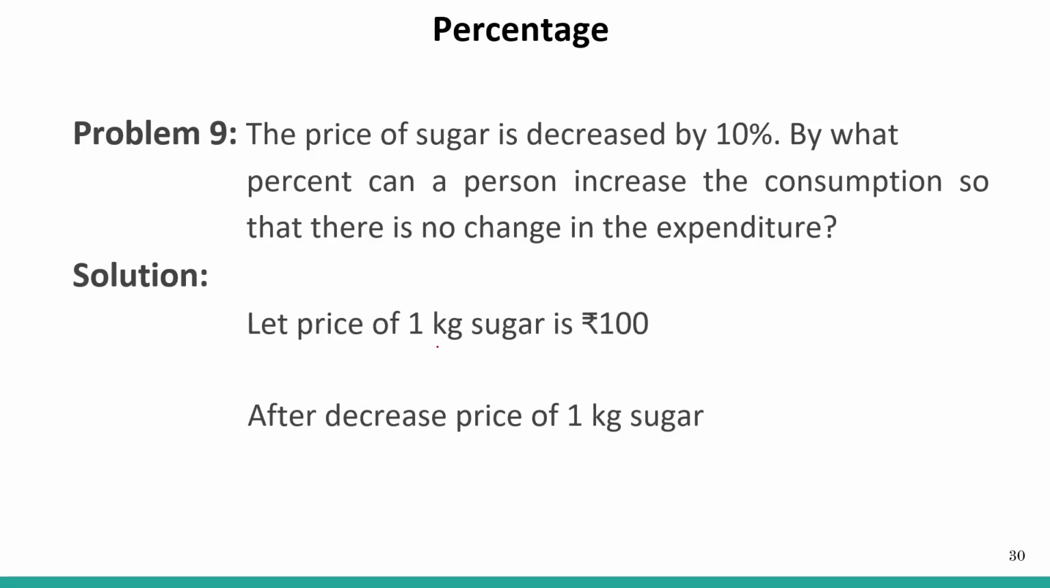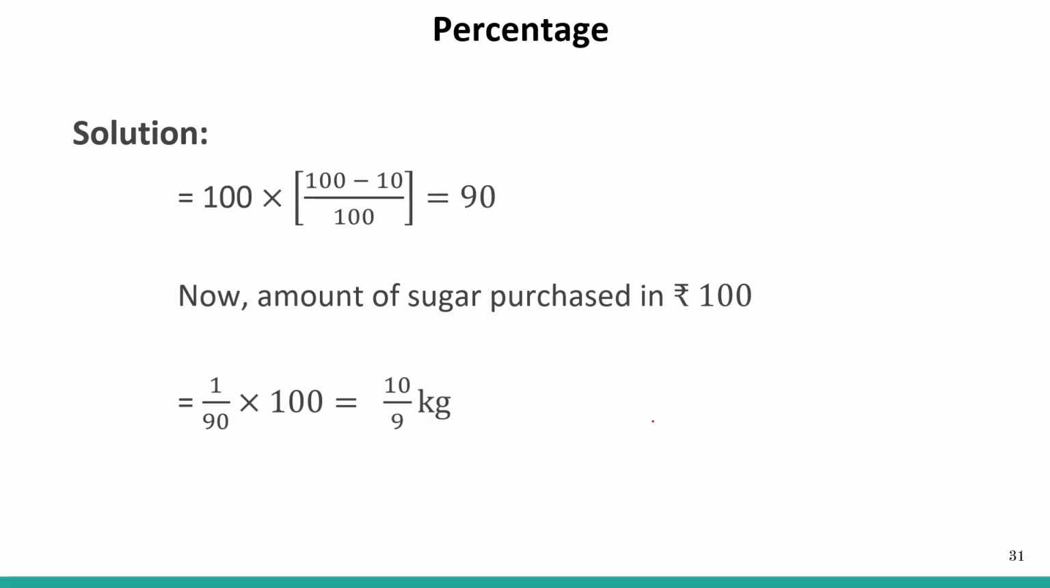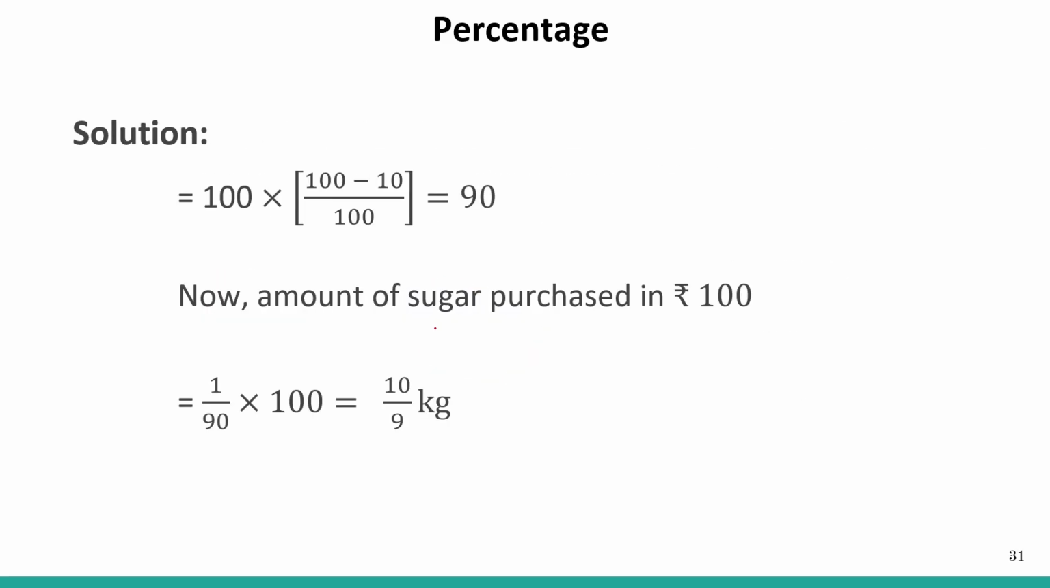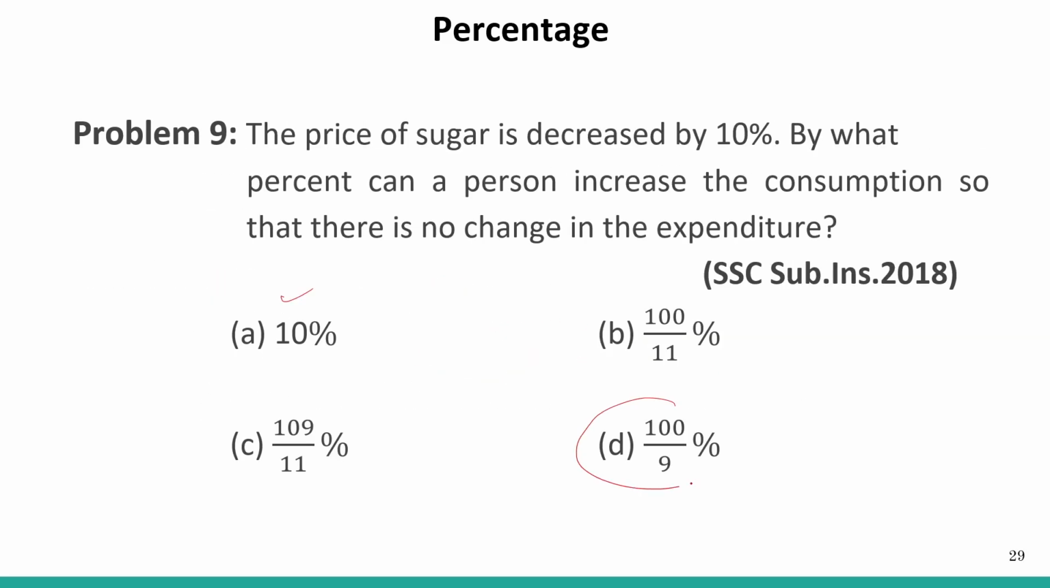So let's see. Let the price of 1 kg sugar be 100. We took 100 in order to ease the calculation. So after the decrease, the price of 1 kg sugar is equal to 100 into 100 minus 10 by 100, which is equal to 90. Okay. So now the amount of sugar purchased in 100 is equal to 1 by 90 into 100, that is 10 by 9. So percentage increase in consumption will be 10 by 9 minus 1 whole by 1 into 100, that is 100 by 9%. Okay. So 100 by 9% is the correct one. These are all wrong options.